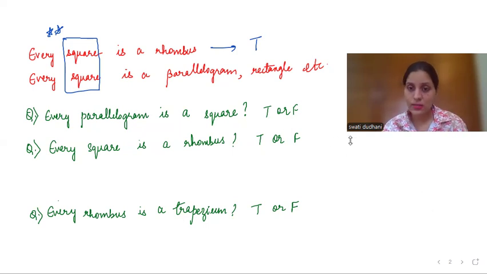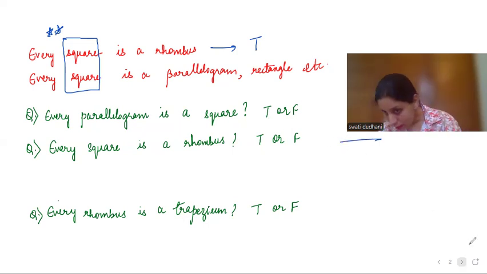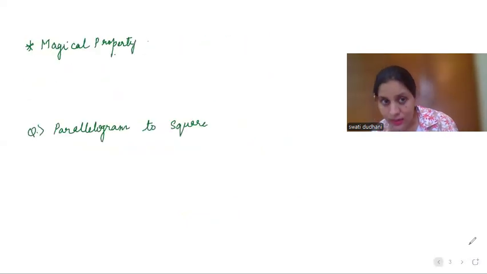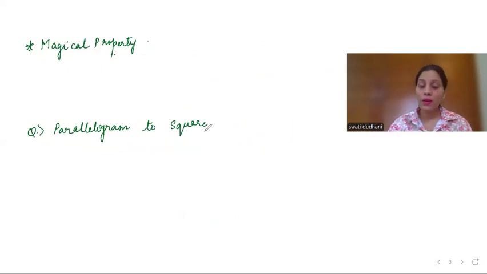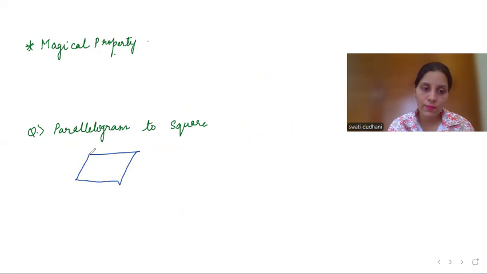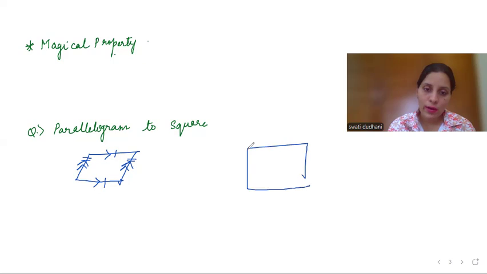So let us see this. Every parallelogram is a square. Firstly, let me draw a parallelogram. Okay, this is a parallelogram in which opposite sides are parallel and equal. Whereas what is a square? In a square all sides are equal and opposite sides are parallel.